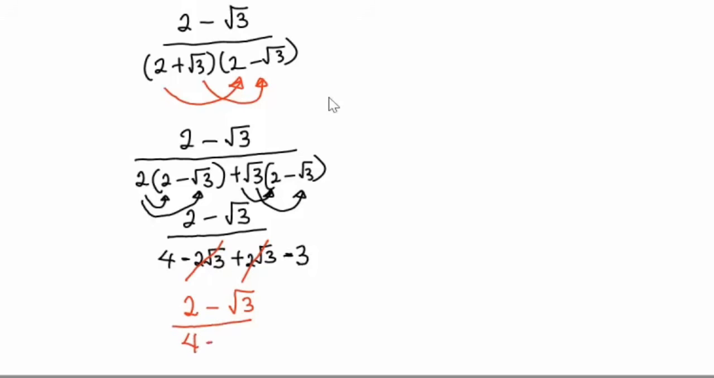We are left with 4 minus 3, and 4 minus 3 is 1. So we now have 2 minus root 3 over 1, and finally, our answer is 2 minus root 3. A simple trick you ought to know is that these two must be the same, because if they are not the same, they can't cancel. And if you don't cancel them, you have not removed the surd, because the goal is to ensure that the surds leave the denominator.